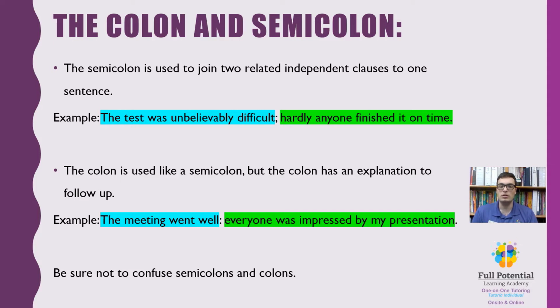The colon itself also combines two ideas, but the colon allows us to follow up with an explanation, such as shown below. The meeting went well: everyone was impressed by my presentation. The first clause is what happened, and the second clause is an explanation of why it happened. The meeting went well only because the presentation was impressive. Be sure not to confuse the colon and the semicolon in sentences, otherwise you'll have errors, such as run-on sentences. And we'll see run-on sentences in the next slide.